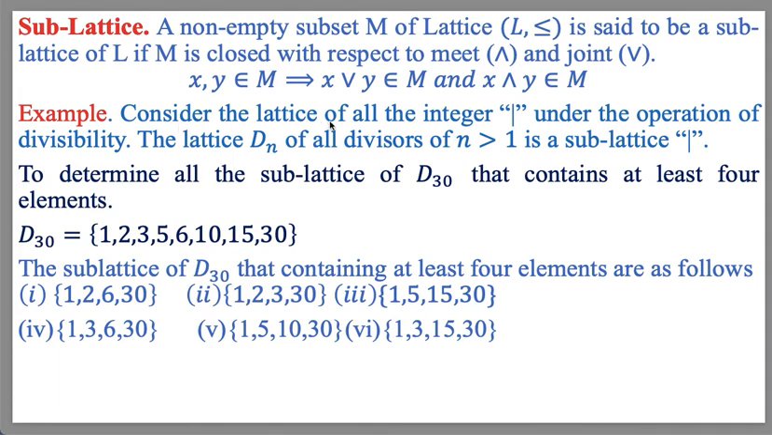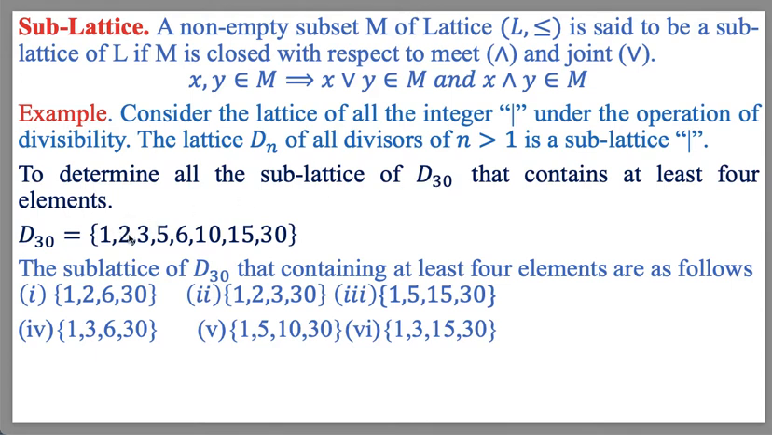Suppose we consider the lattice of all the integers under the operation of divisibility. This denotes divisibility. The lattice Dn of all divisors of n is a sublattice with respect to this operation. So we will find the sublattices of D30. D30 means divisors of 30, that contain at least 4 elements. So 1, 2, 3, 5, 6, 10, 15 and 30. These are the divisors of 30.